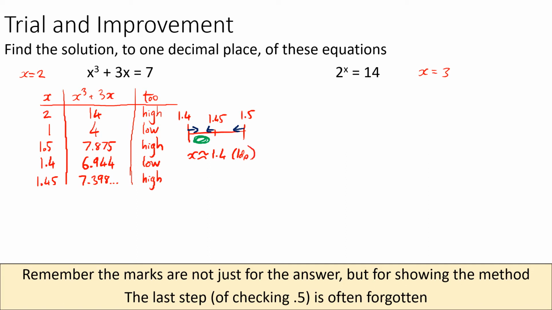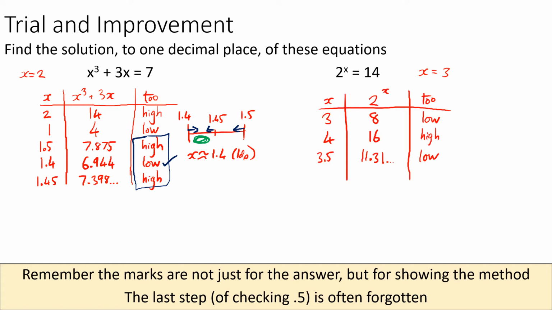Again, you could have used the odd one out method to check that. The odd one out is the 1.4, which is the only one that's low. Okay, same deal with the other one. We're going to start with x equals 3. This is 2 to the power of x, so the first thing you're going to type in is 2 to the power of 3. Best of luck.